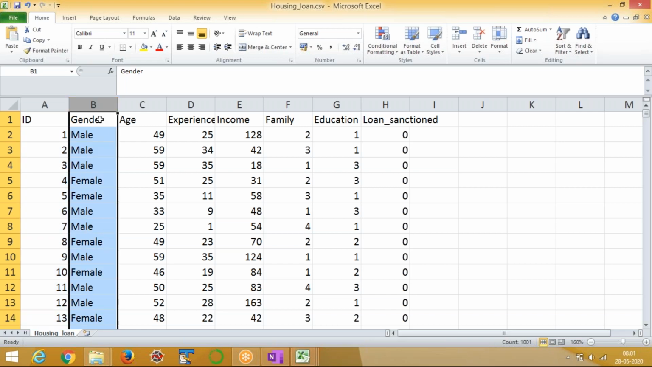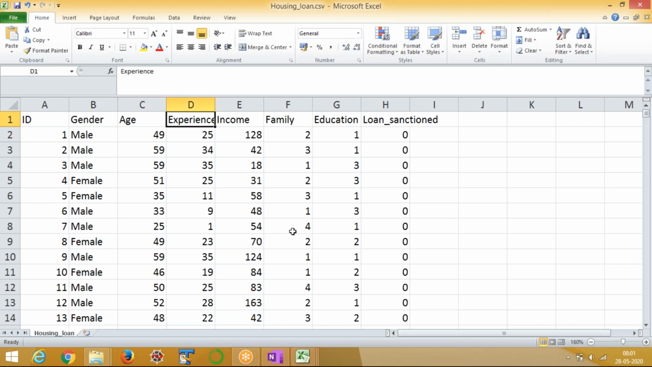Let's try to understand the variables. Gender: tell me what kind of variable it is, continuous or classification? Age: continuous or countable data? Continuous. Age is a continuous one, because 49 means he is following 49 years.